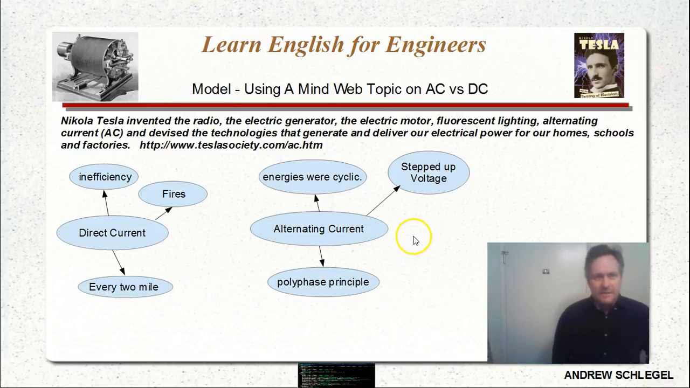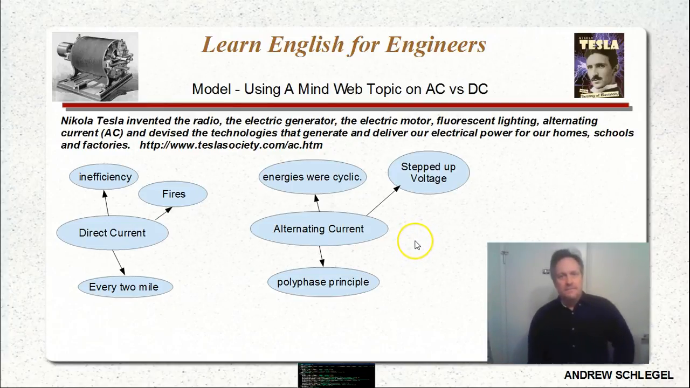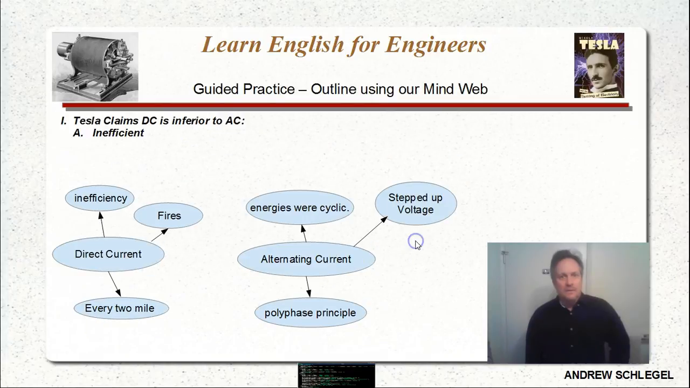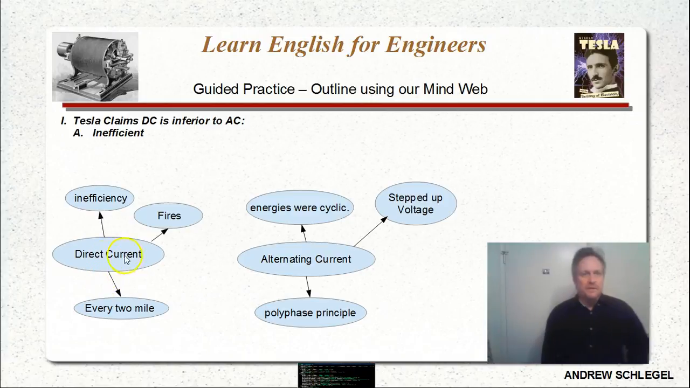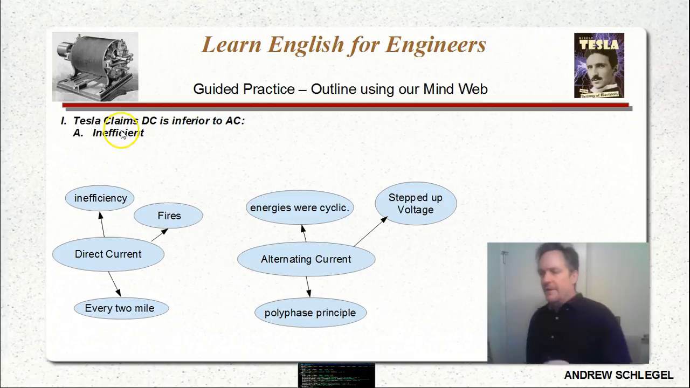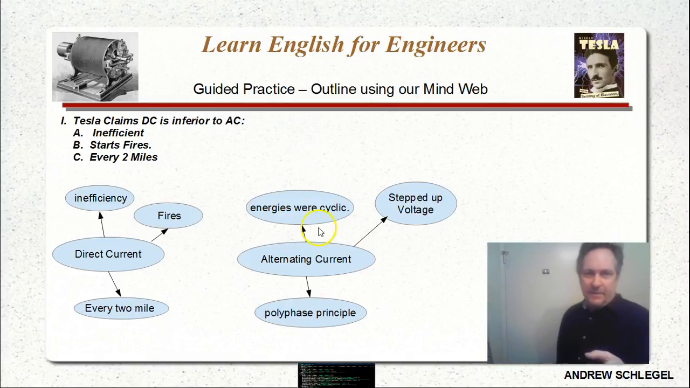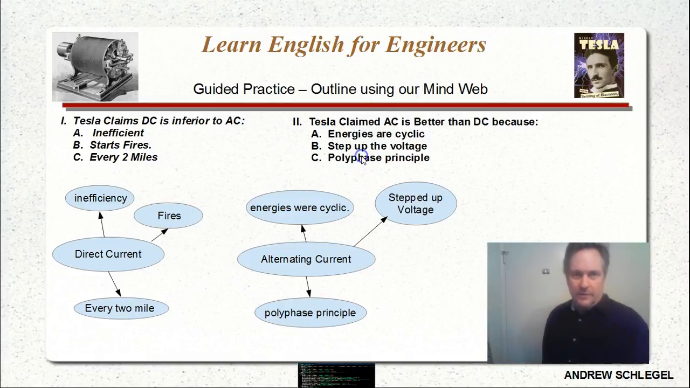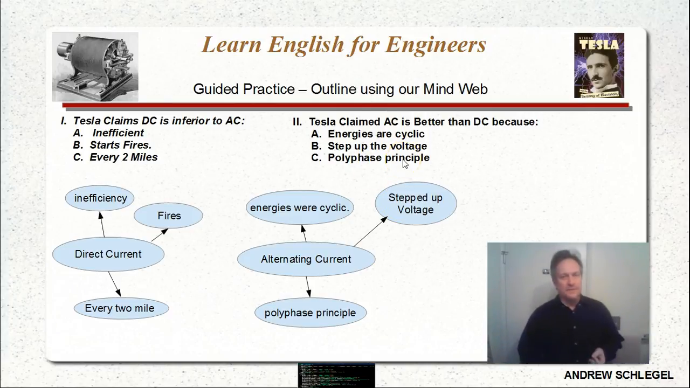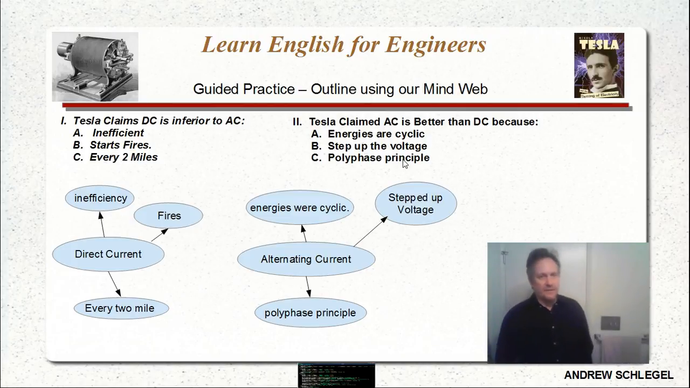Now, from this, let's see if we can put this in an outline form. If I go to this DC current, I'll just put here that Tesla claims that DC is inferior to AC. Yeah, inefficient, right? And just fill in the rest. Starts fires. So you can see now. Let's do the same thing with the AC current, the alternating current. He claimed AC is better than DC because energies are cyclic, you can step up the voltage, and the polyphase principle is in effect.